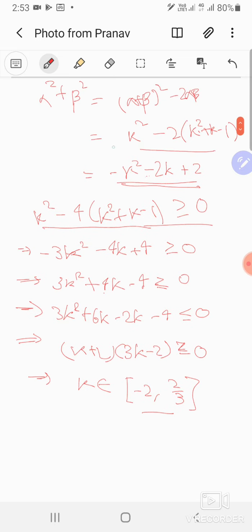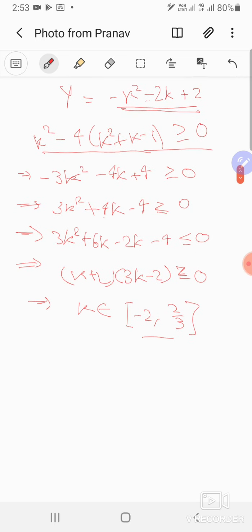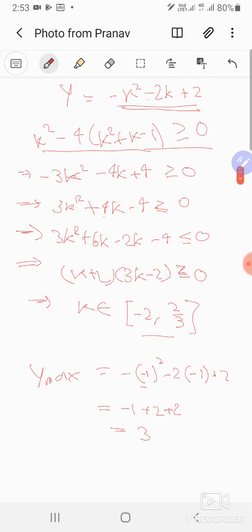Okay, so let's put that into this function. Call this function y. So we will have y maximum equals minus of (minus 1) squared minus 2 times minus 1 plus 2, which is minus 1 plus 2 plus 2, so 4 minus 1 is 3. So the maximum value of this function is 3.